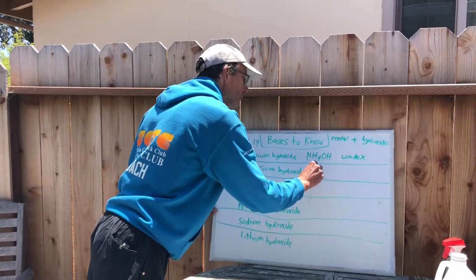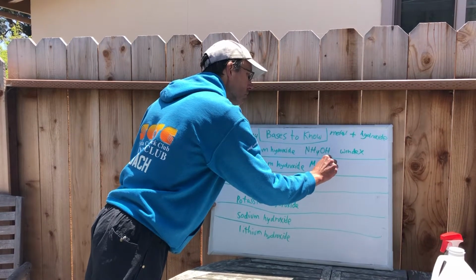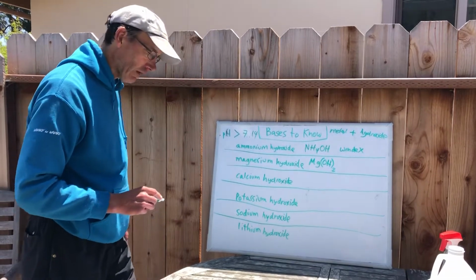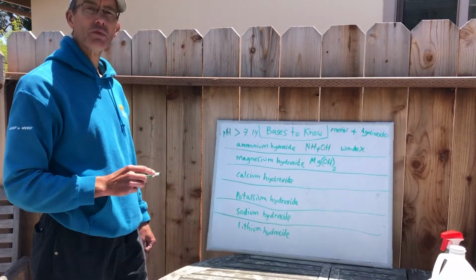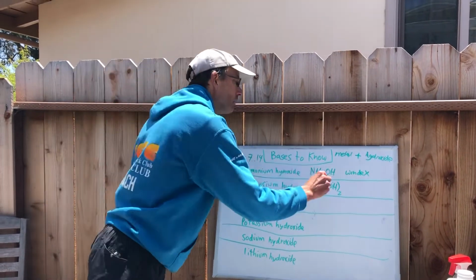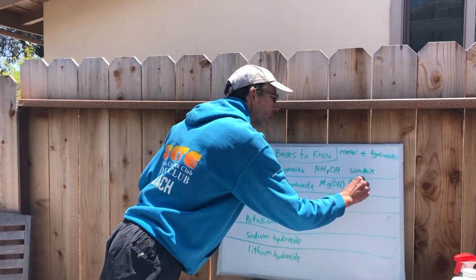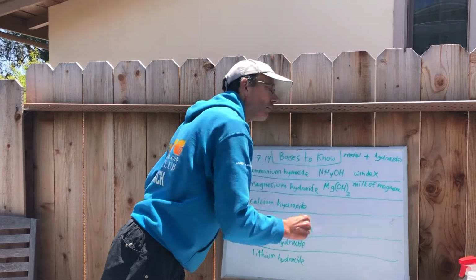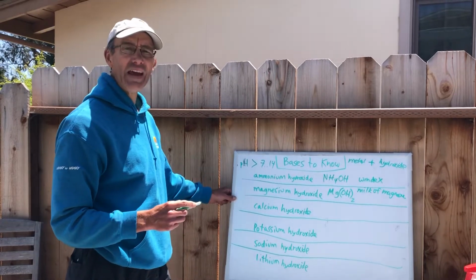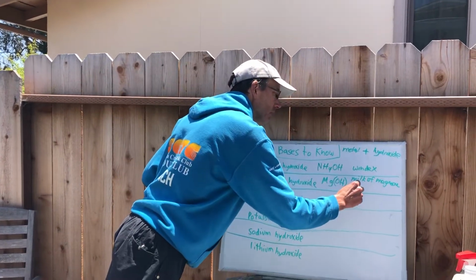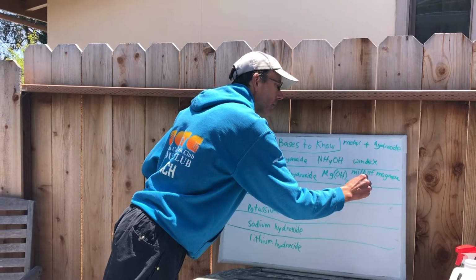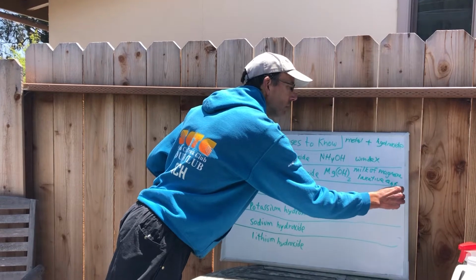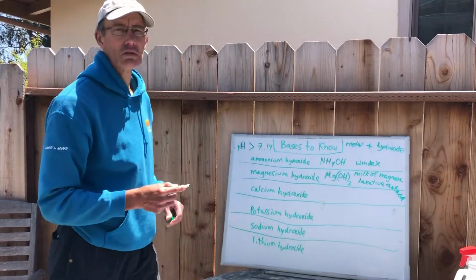So that's going to be Mg(OH)2. And don't forget the parentheses and the 2. And this would be, you may have seen this before, it's milk of magnesia. And milk of magnesia is used either as an antacid or a laxative, depending on what you need it for. Or an antacid. So that's for people who have too much stomach acid.